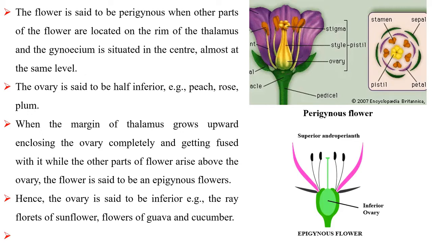When the margin of thalamus grows upwards enclosing the ovary completely and getting fused with it while the other parts of flower arise above the ovary, the flower is said to be an epigynous flower. Hence the ovary is said to be inferior. Example, the ray florets of sunflower, flowers of guava and cucumber.